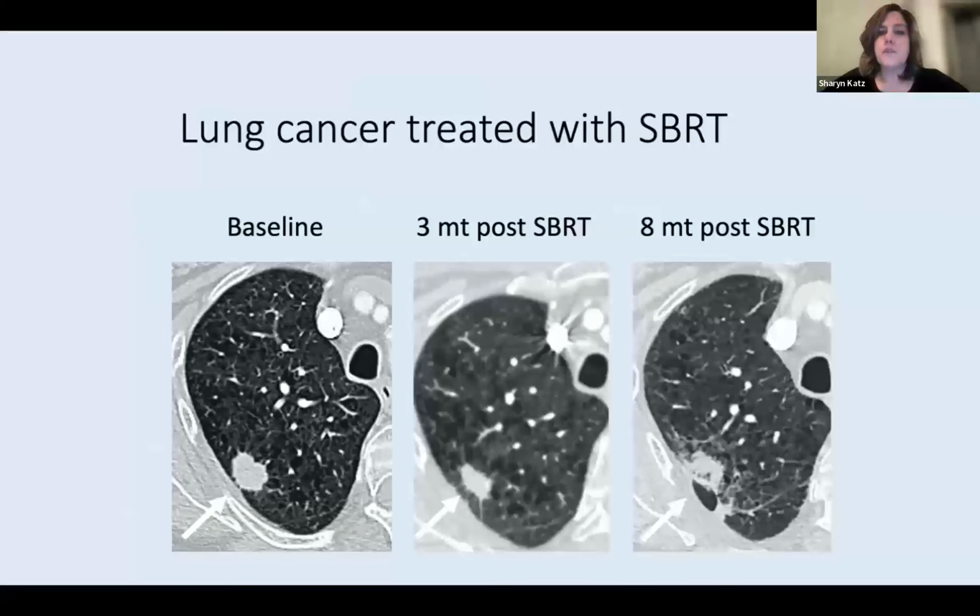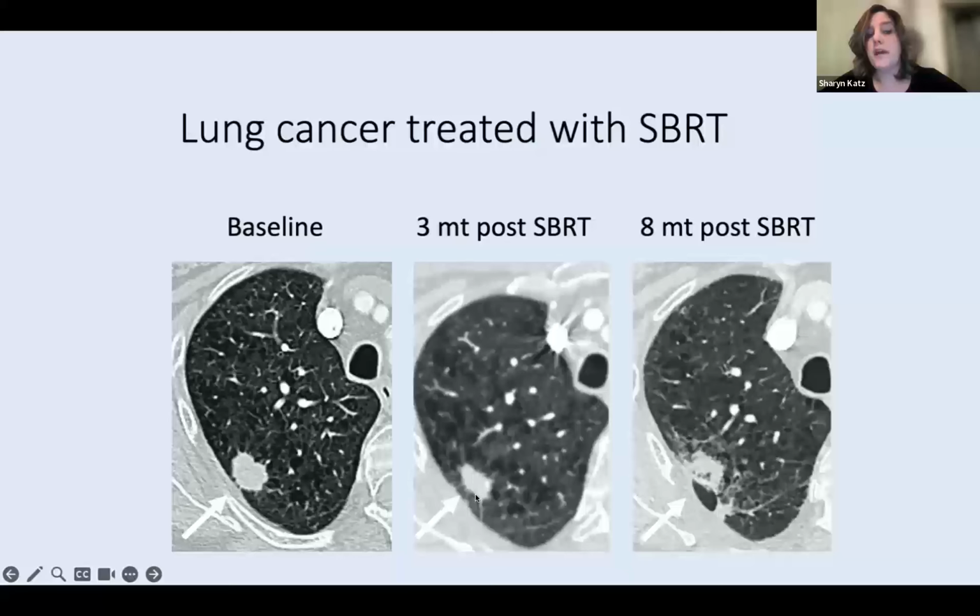So we'll go straight to some examples to talk about this progression of changes on CT. This is a non-small cell lung cancer. At baseline, on the left, we have a small nodule in the right lung on the background of centrilobular emphysema. At 3 months of radiation, this patient is actually not showing much in the way of change in the lesion or the surrounding lung.